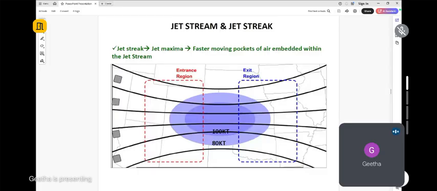So when air is coming from the west and entering towards the jet maxima, the region where it enters the maxima is the entrance region. And then when it is about to leave, the maximum wind speeds, 100 knots winds, are only in this region.